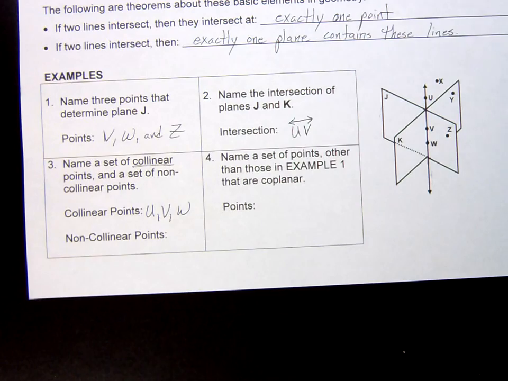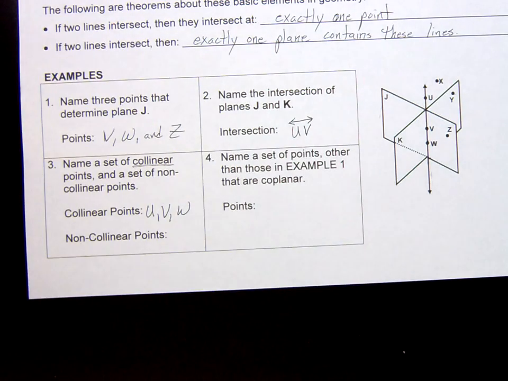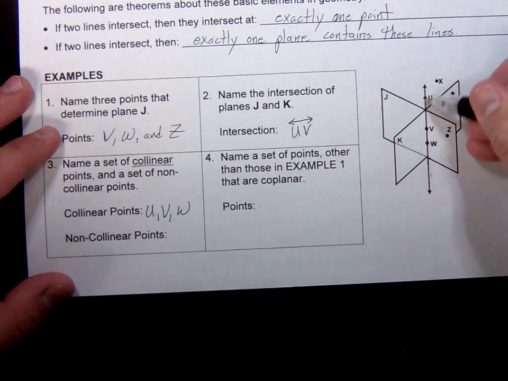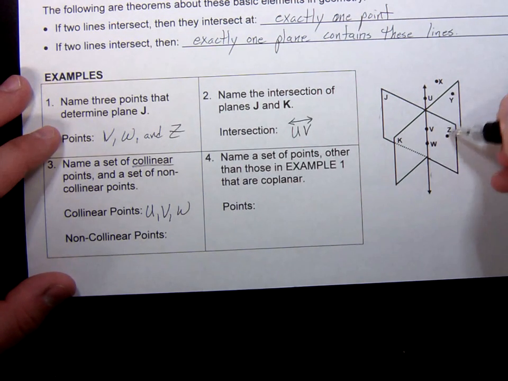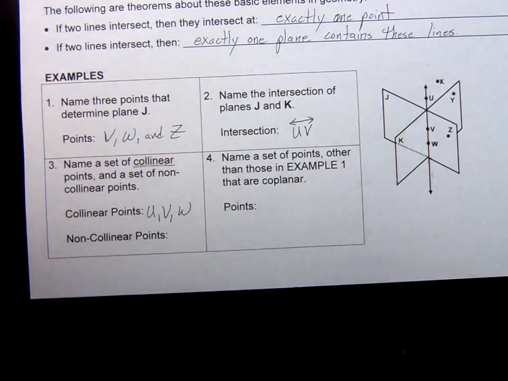Then we want non-collinear points. So we want points that are not on the same line. Now, for a group of points to be non-collinear, it only takes 1 point not to be on the line. So if I listed all 3 of these and then just picked one of these others, those would be non-collinear because none of these points are on the same line as these 3. There's no one line that would go through all 4 of those points. But I don't have to do that. There's a lot of different combinations I could come up with here.